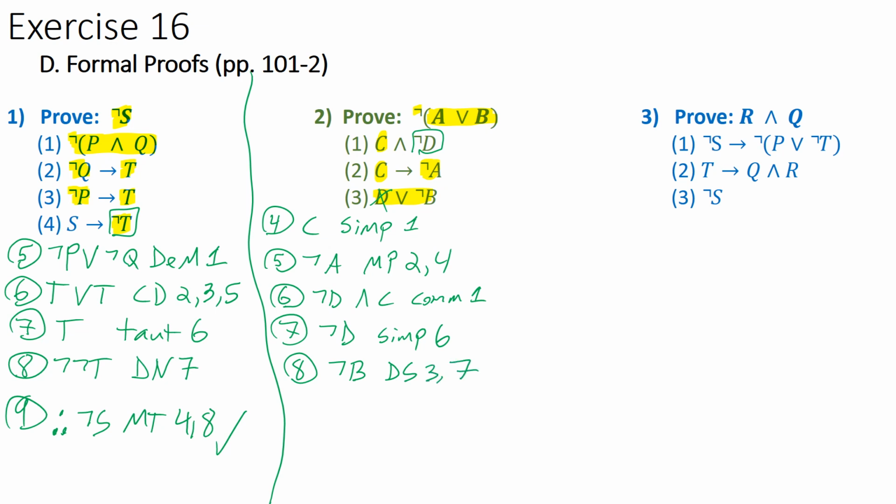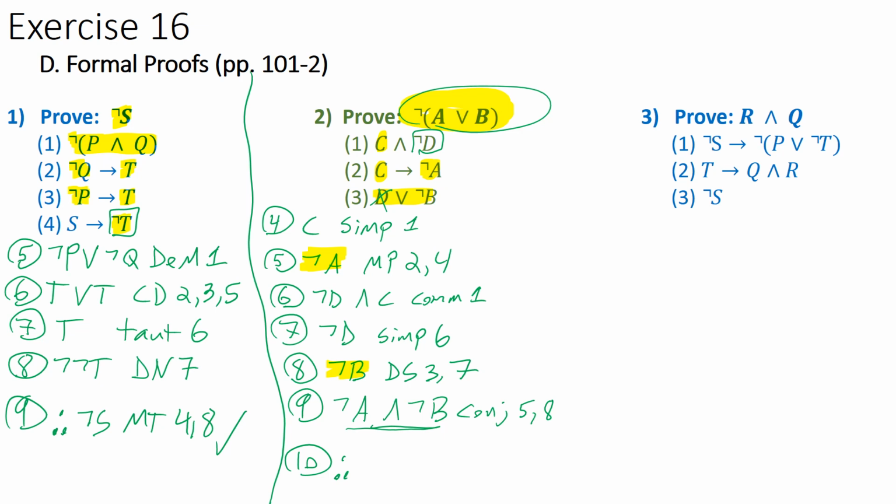We want to prove this statement here. We have not A on line 5, we have not B on line 8, so let's just combine them. So for 9, we can say not A and not B, conjunction, lines 5 and 8. But notice this statement here and this statement here are equivalent. We just have to use De Morgan. So for 10, therefore, it's not the case that parentheses A or B, close parentheses, De Morgan, line 9, and that proves that.